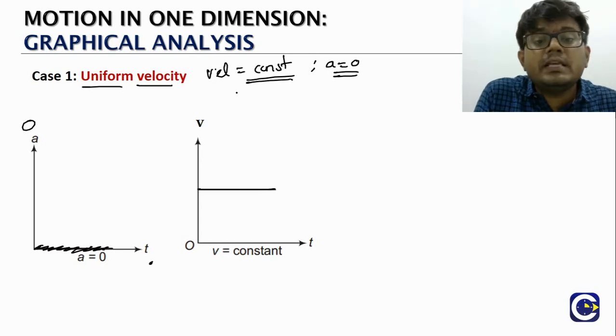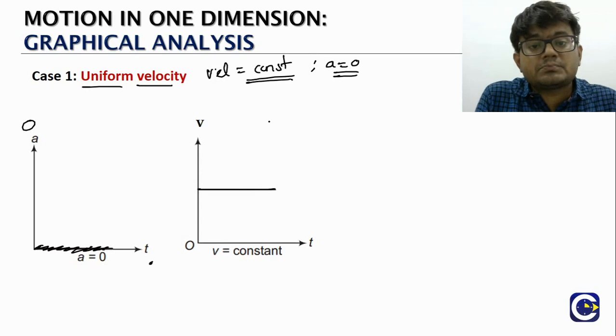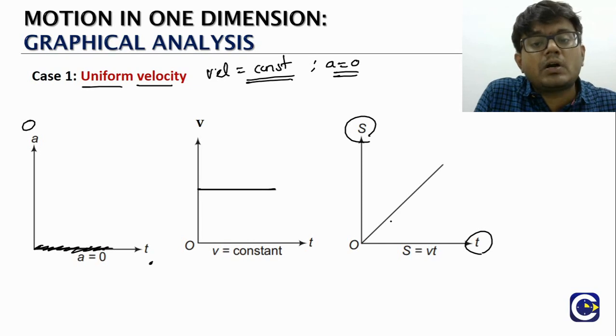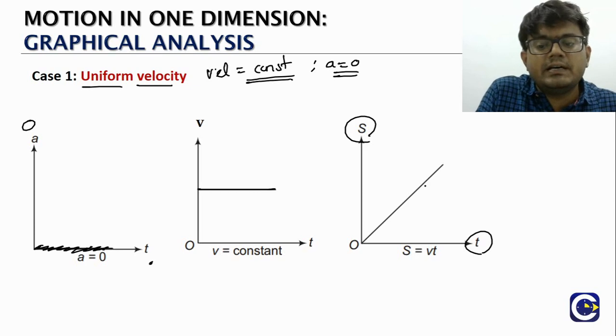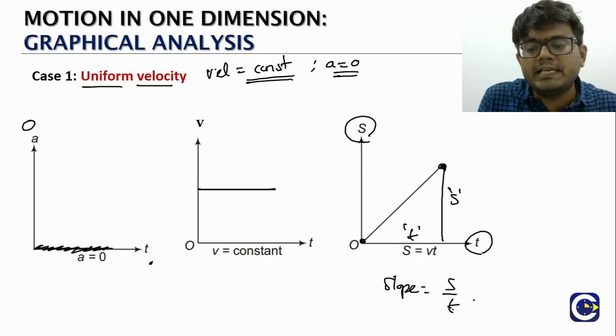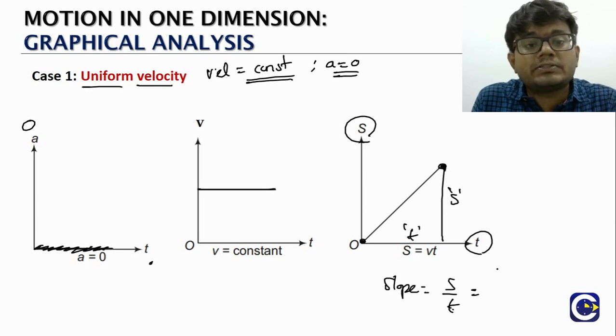Now what about the displacement? For a displacement-time graph, the slope is given by the velocity. So if you look at this line, what is the slope? You can see this is a line passing through the origin. If the overall displacement is s in time t, the slope will be s by t. So it's a constant velocity, and the slope of that line will be a constant.